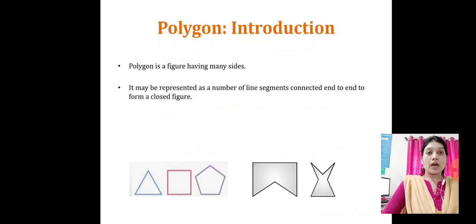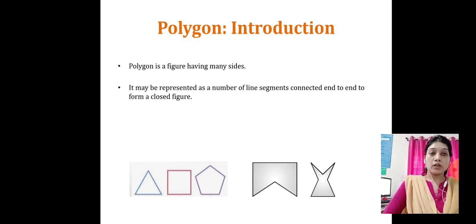So let's start with the introduction of the polygon. Up till now we have seen the line and circle, and how we can draw different solid objects by using line and circle. Now we will extend our system towards a new shape that is called a polygon. All of you know that a polygon is a figure which has many sides, right. We can represent it as a number of line segments that are connected end to end and may form a closed loop. In this figure you can see different polygons we have drawn.